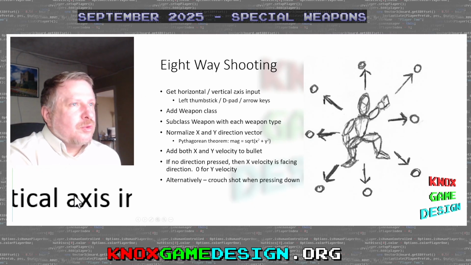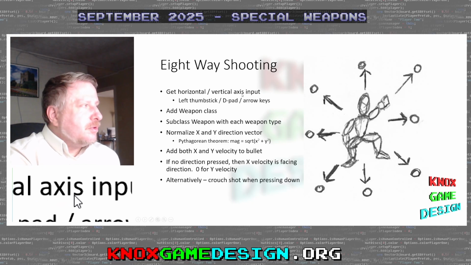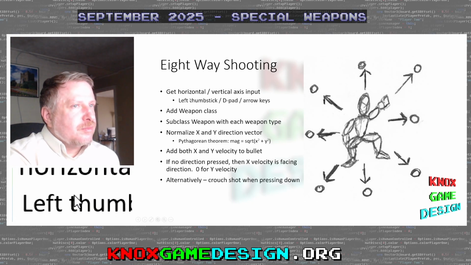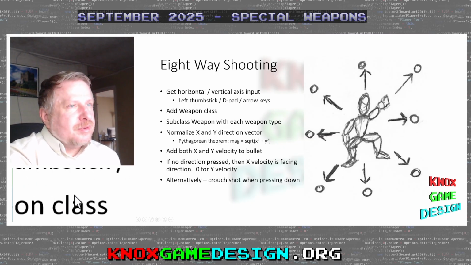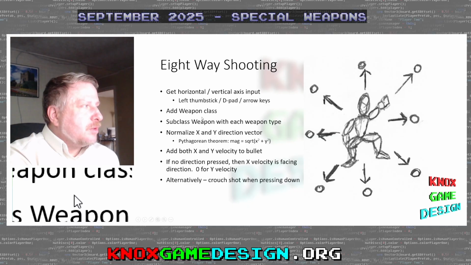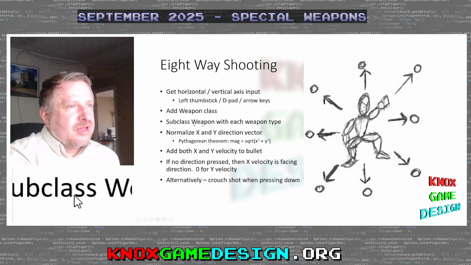So basically you want to get the horizontal and vertical axis input. Now this may be the up and down arrow keys or left and right arrow keys, or it might be your left thumbstick or a D-pad. Basically what I did is I added a weapons class, so each special weapon subclass is the weapons class with the weapon type.